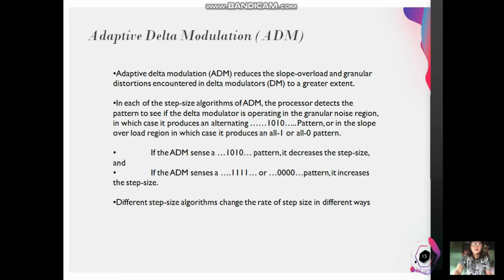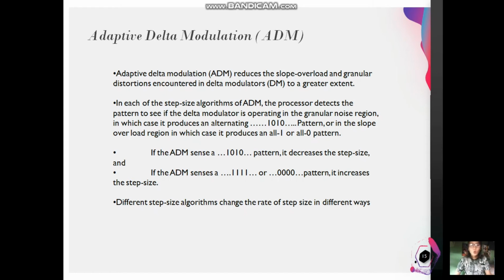In each step of the step size algorithm of ADM, the processor detects the pattern to see if the delta modulation is operating in the granular noise region, in which case it produces an alternating 1010 pattern, or in the slope overload region, in which case it produces an all 1 or all 0 pattern. Now, if the ADM senses a 1010 pattern, it decreases the step size, and if the ADM senses a 1111 or 0000 pattern, it increases the step size. Different step size algorithms can change the rate of step size in different ways.